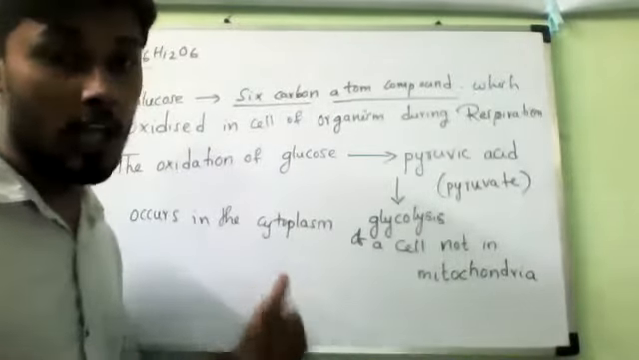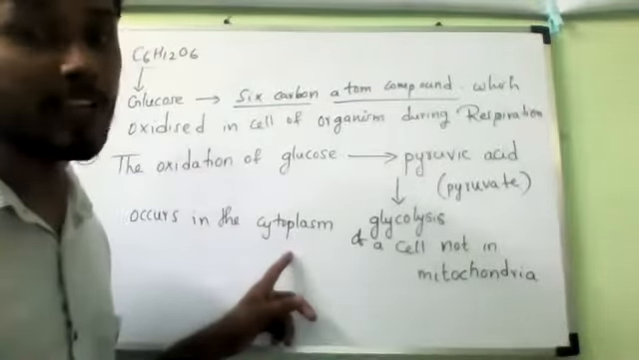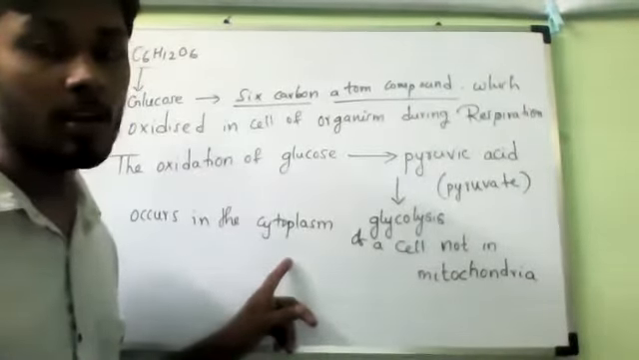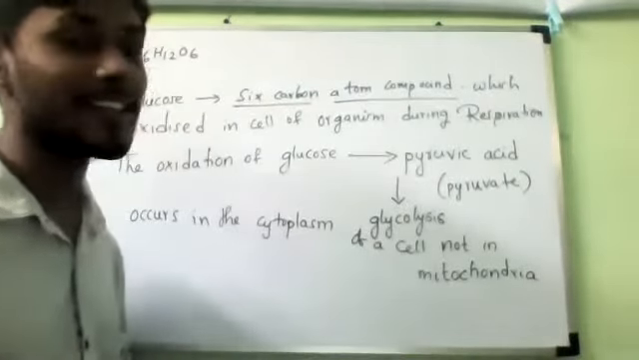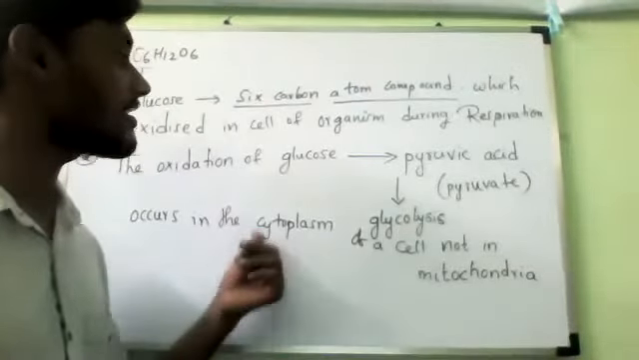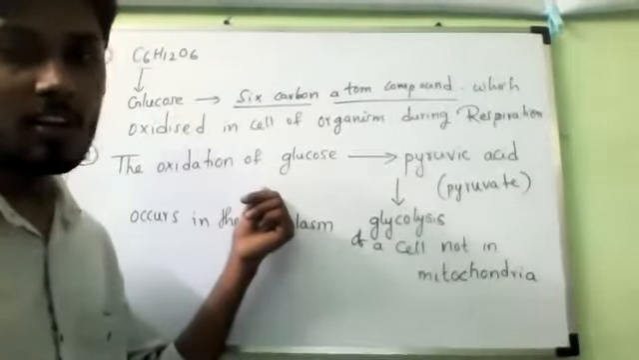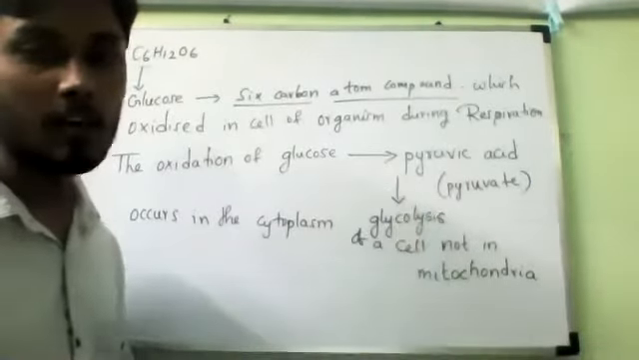Now if you observe, this oxidation of glucose to pyruvic acid does not require oxygen. It does not require any oxygen. That is the most important thing. Whenever this oxidation of glucose to pyruvic acid is taking place, it does not require oxygen.